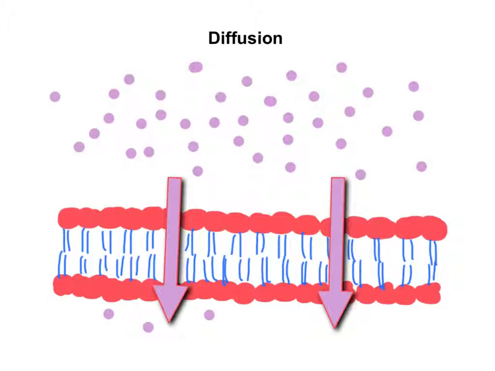a natural occurrence. The high concentration of purple dots, so where there are more purple dots, will move down through the cell membrane and go to a lower concentration. So it's almost like you're in a crowded dance room, and instead of bumping elbows, you want room. So you go from the crowded area, you walk through the crowd, and you go to a less crowded area. And that is basically diffusion.